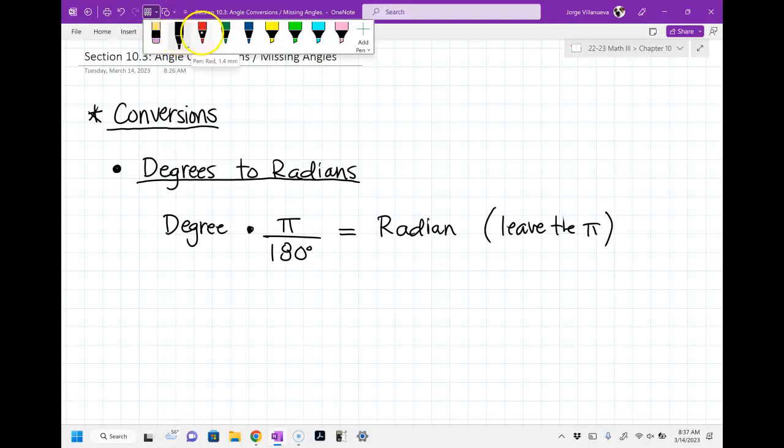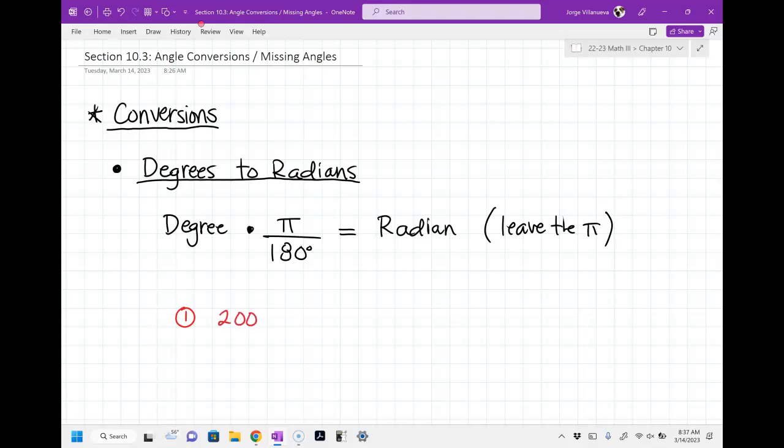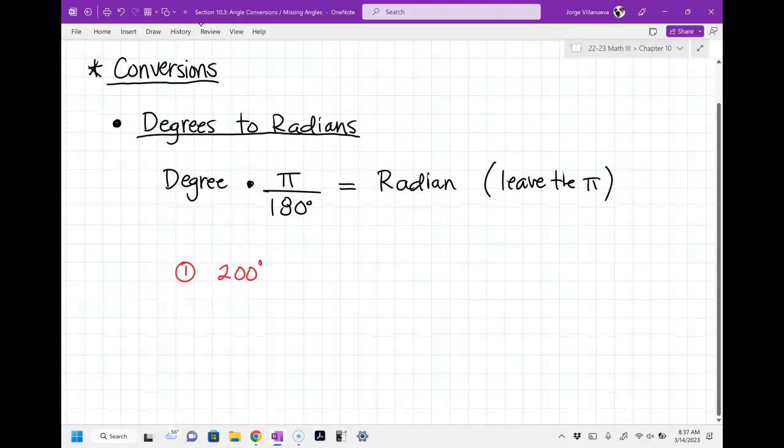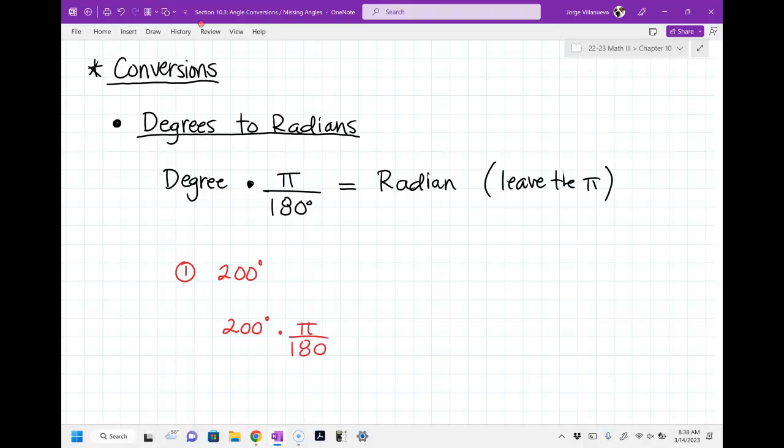So what I'm going to do really quick is two small little examples, and then we'll move on, okay? So example number 1 here. I want to change the following degrees to radians. So let's do 200 degrees. I want to change that to radians. And then later we'll do radians to degrees. So 200 degrees times, now to change it to radians, I need to multiply by pi over 180. So pi over 180 degrees.